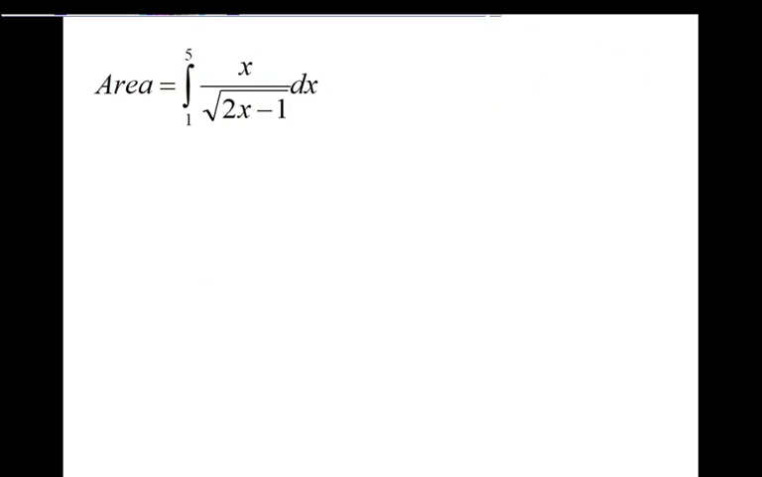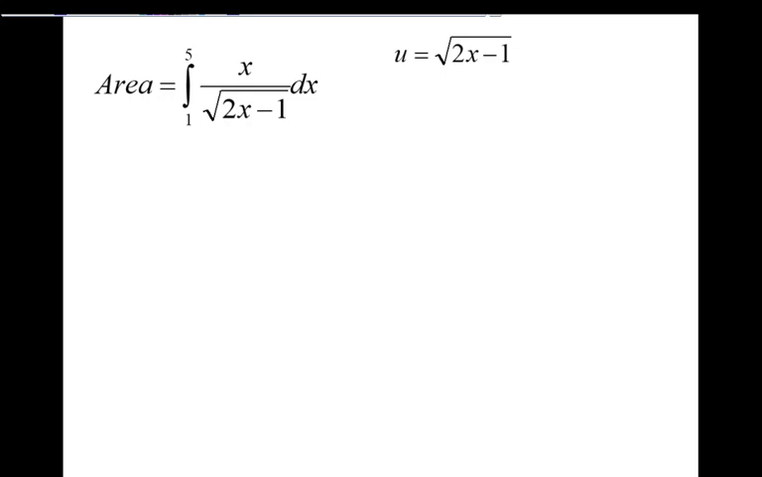So this one's asking us to find the area from 1 to 5 under this curve. Okay, remember, the definite integral does give us area under this curve. So when I'm looking here, I'm seeing, okay, I've got an inside function here, 2x minus 1, so that's probably going to be my u. But the derivative of this is only 2, and I've got this extra x hanging out. So I'm going to say that the u is all of that, the square root of 2x minus 1. And you'll see why in just a second.